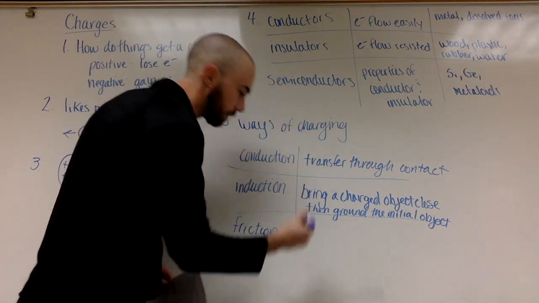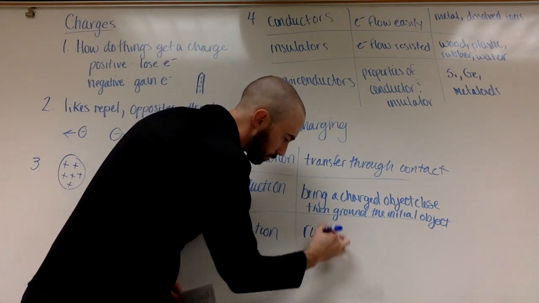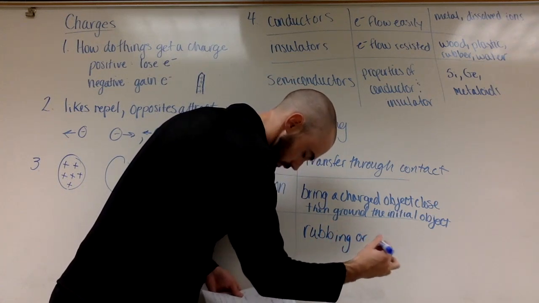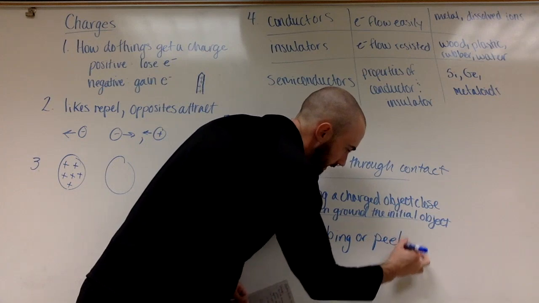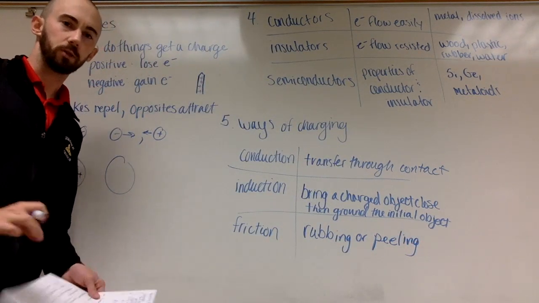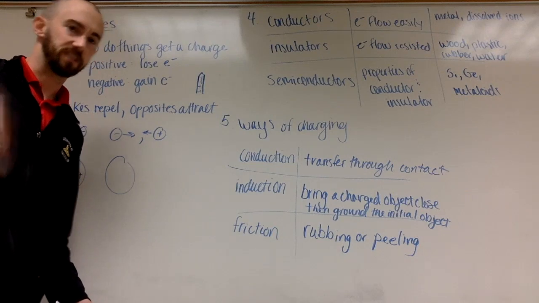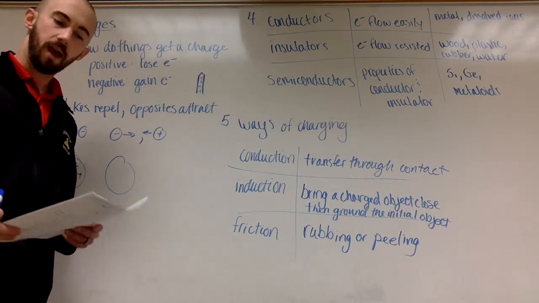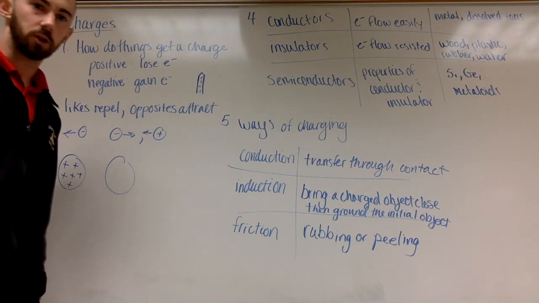And finally, like we said with the balloon, this is through rubbing or peeling. We'll see that with one of the labs that we do in just a little bit. You can build up a charge by removing electrons physically, by rubbing them off or by peeling them off using something like tape. And that'll be the notes on charges.